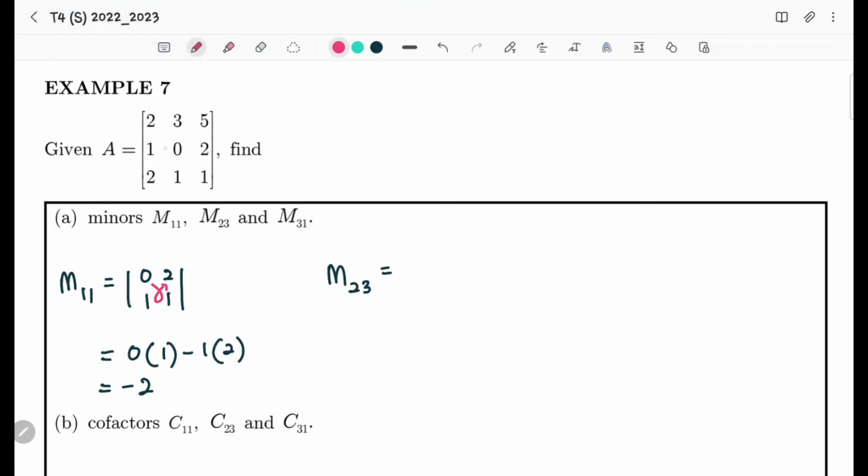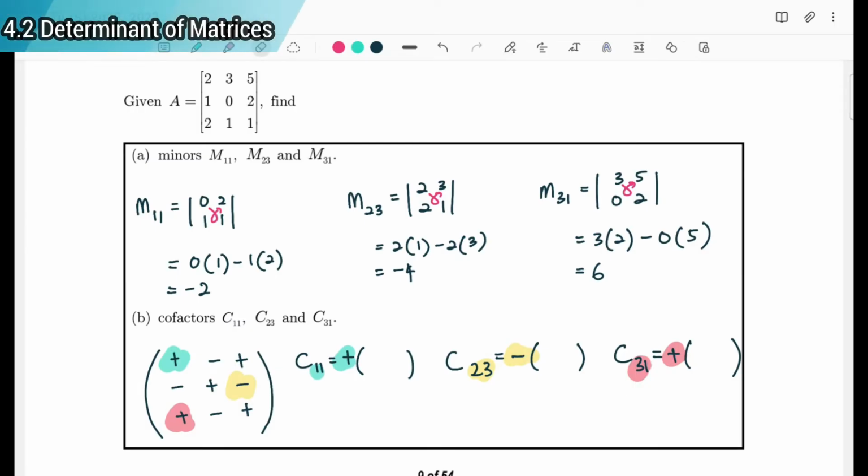For M23, second row, third column, you have 2, 3, 2, 1. The determinant of the submatrix will be 2 times 1 minus 2 times 3. You get negative 4.